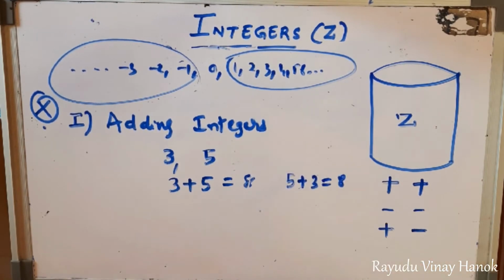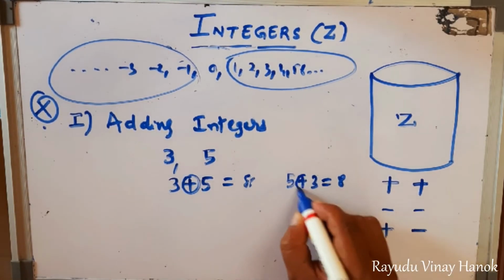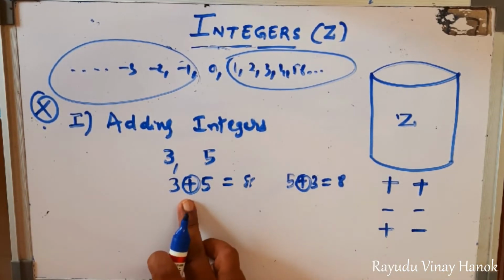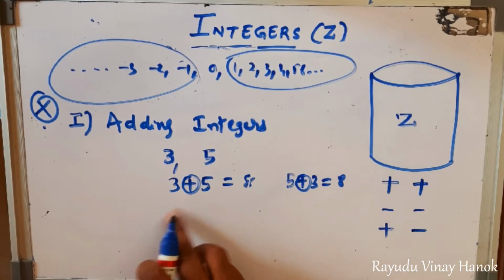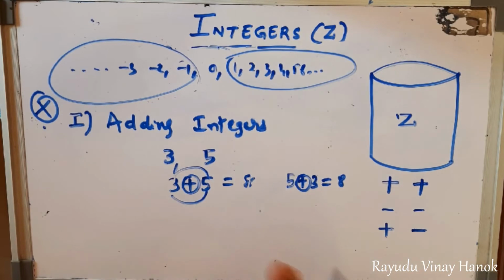Okay? Since the main operation is addition here, we are doing plus. For plus, that means in addition, you can exchange the places. You can put this thing this side, this thing this side. No problem. That means 3 plus 5 is equal to 5 plus 3.